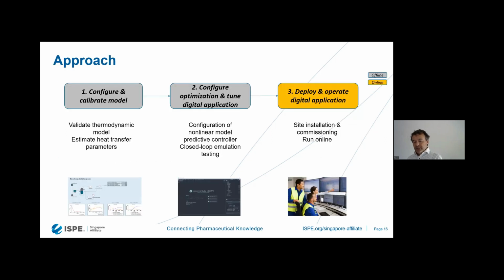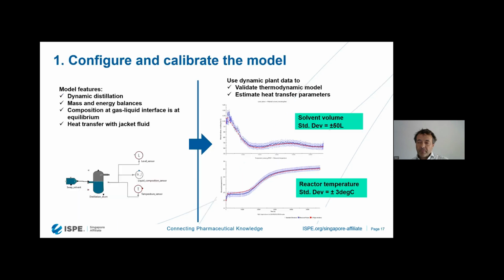So before we get to the deployment in manufacture, we first of all configure and calibrate the model. Then we have to configure the optimization, set up the objective function. What economic objective function do you want to have for the business? And tune the NMPC, the nonlinear MPC, into manufacturing.